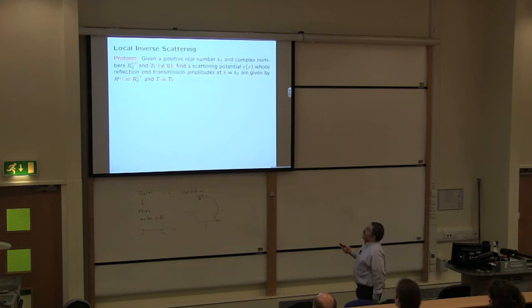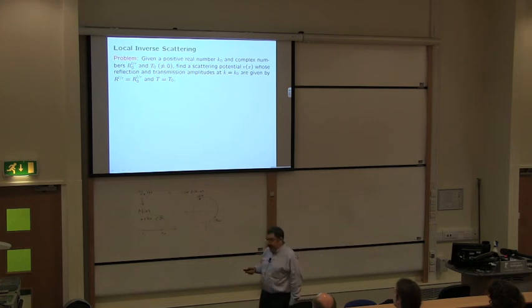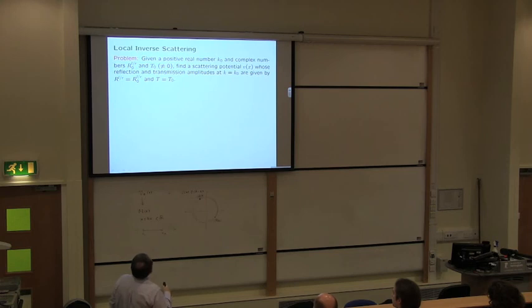Okay, the final thing is local inverse scattering. So this is the problem that defines the subject. Suppose you are given a wave number k0, arbitrary, and complex numbers r's, the reflection amplitudes, r zeros, and t0. T0 should be non-zero. And the question is, can you find the potential which has these values for its reflection amplitudes and t0 for its transmission amplitude at the given wave number k0?